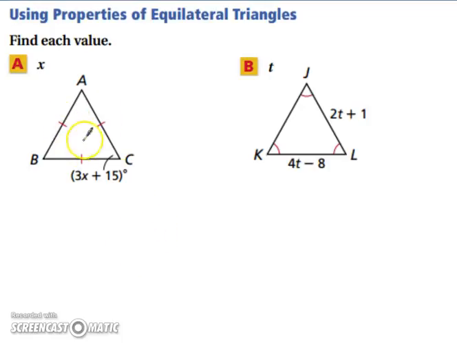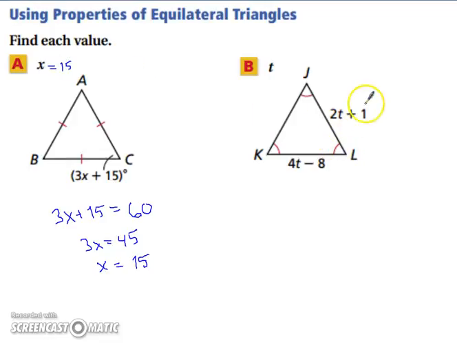This one is an equilateral triangle, so you know it is equiangular. Therefore, angle C must equal 60. So we have 3x plus 15 equals 60. We can subtract 15 from both sides to get 45, and then divide both sides by 3. So x is 15.